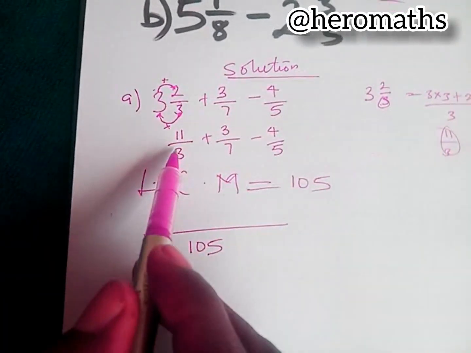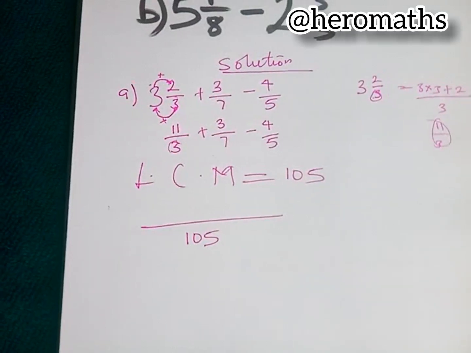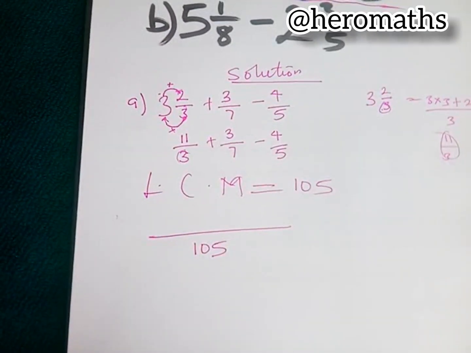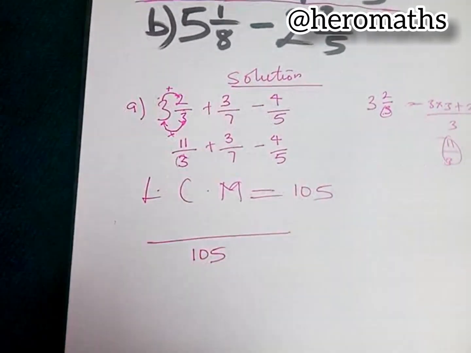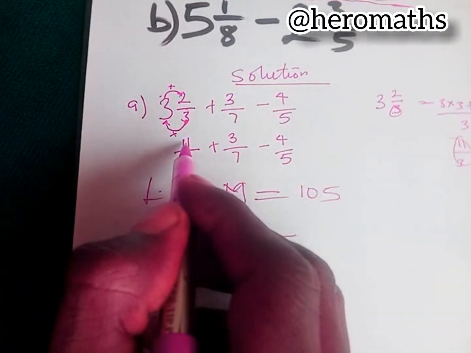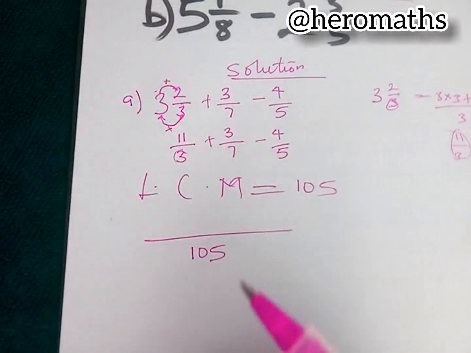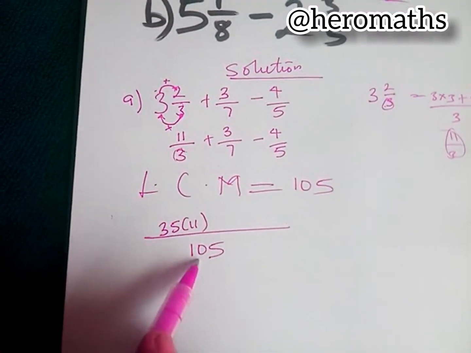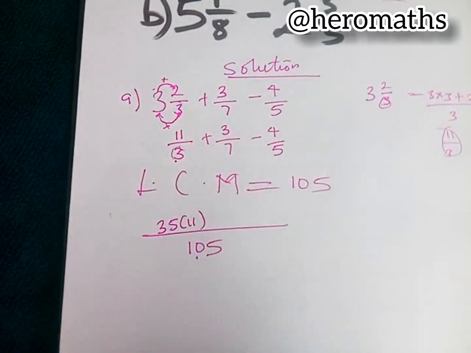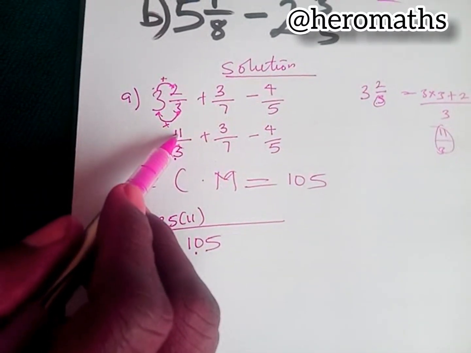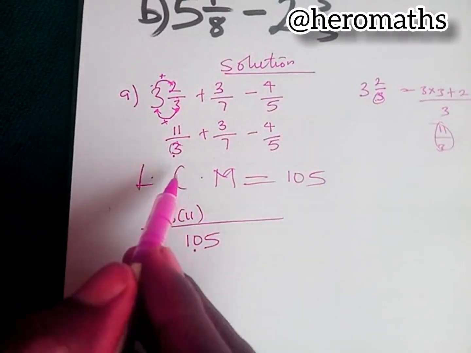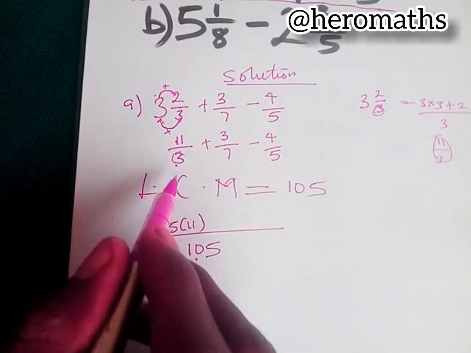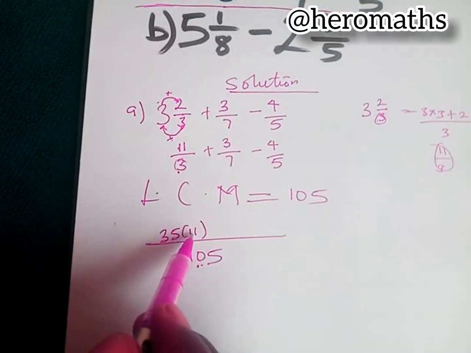Now 105 divided by 3, the denominator of the first fraction, will give us 35. Now 35 times the numerator in the first fraction. First, let me write it, 35 times 11. You divide the LCM by the denominator, get the answer and multiply by the top. That is what we do. So this into this will give us 35, then times 11.